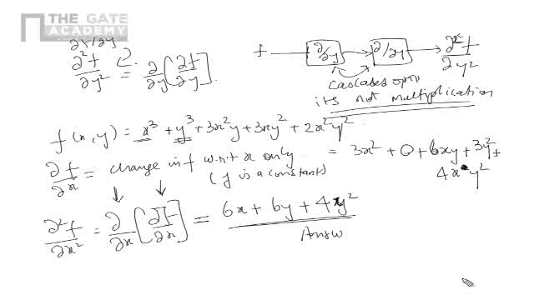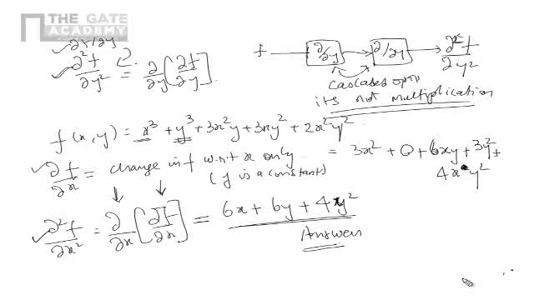We have found all the 4 terms, right? We were asked to find ∂f/∂x, ∂f/∂y, ∂²f/∂y², ∂²f/∂x². All the 4 terms we have found. So we are done.